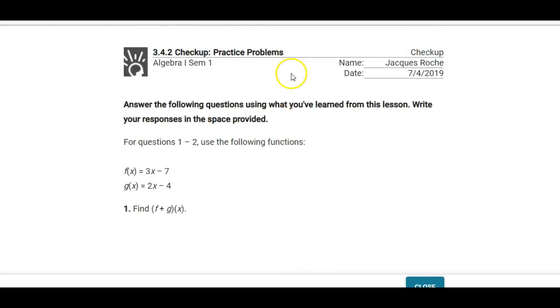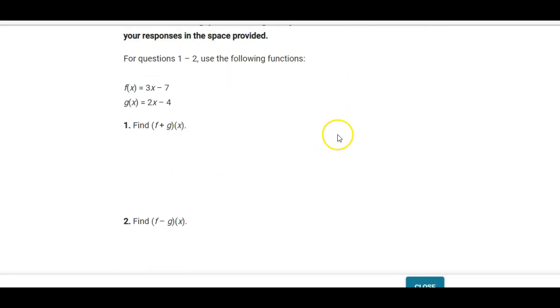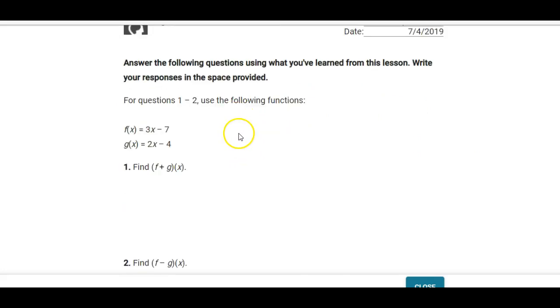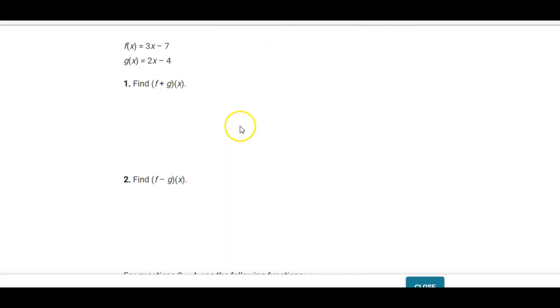So what I would like you to do now is print out the checkup practice problems, attempt them, and then come check your answers, okay? You can check them online, or you can check them via video. But if you get one wrong, please go back and look at it.